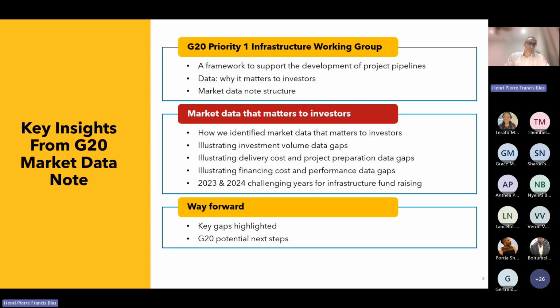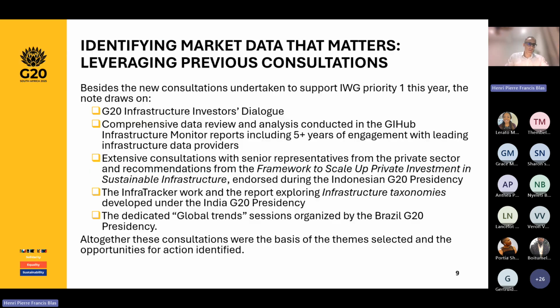So that leads me to the second part, looking at those themes and really market data that matters to investors. And hopefully here there'll be some insight that you could use, or look at some of those gaps and think about how you could potentially fill them within the South African context, if that gap is indeed a problem.